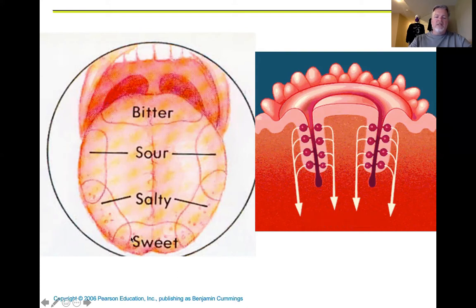See that we've got sweet on the tip of the tongue, we've got salty on the outside, sour in the back on the sides, and then bitter at the very back. We've actually added a fifth one. It's called umami. And this is the metallic flavor.